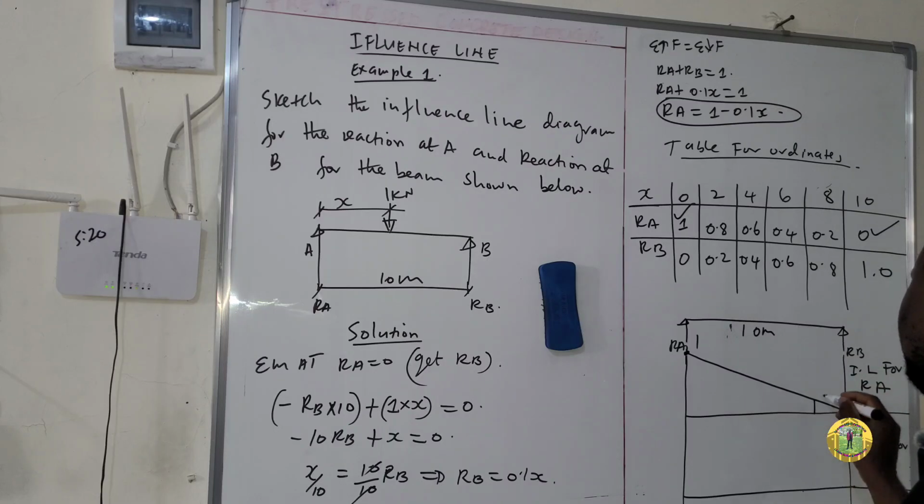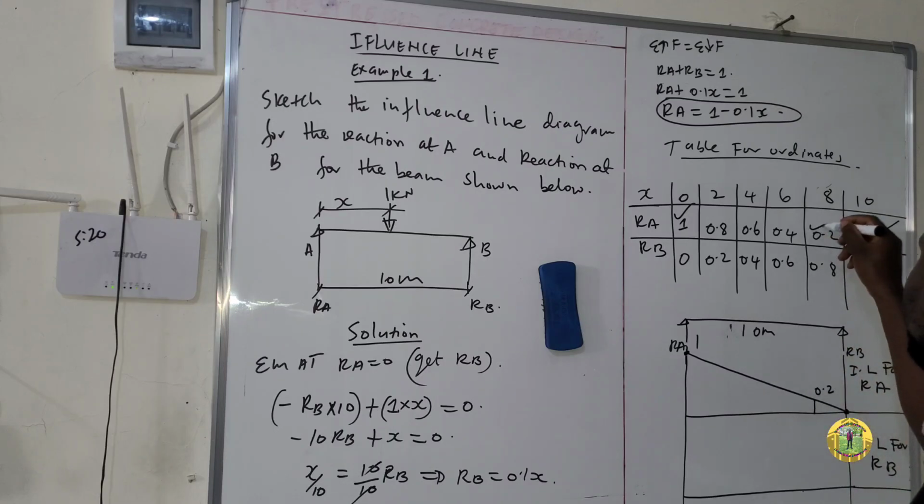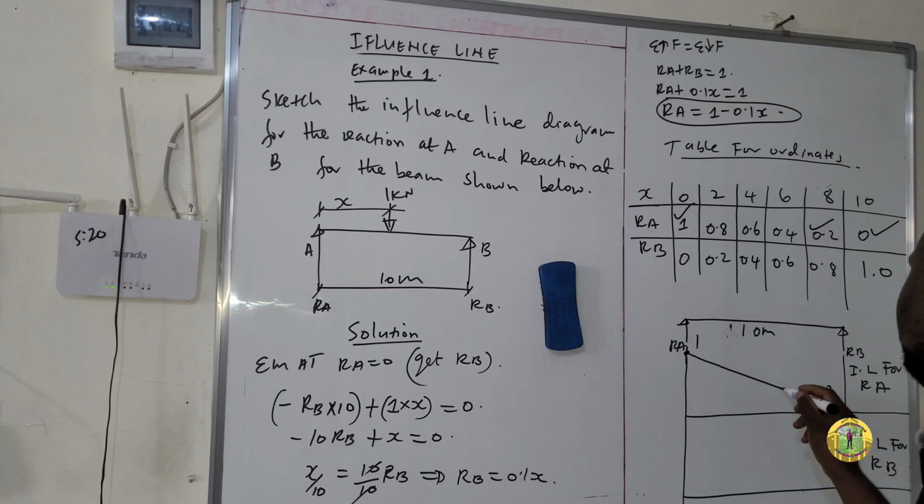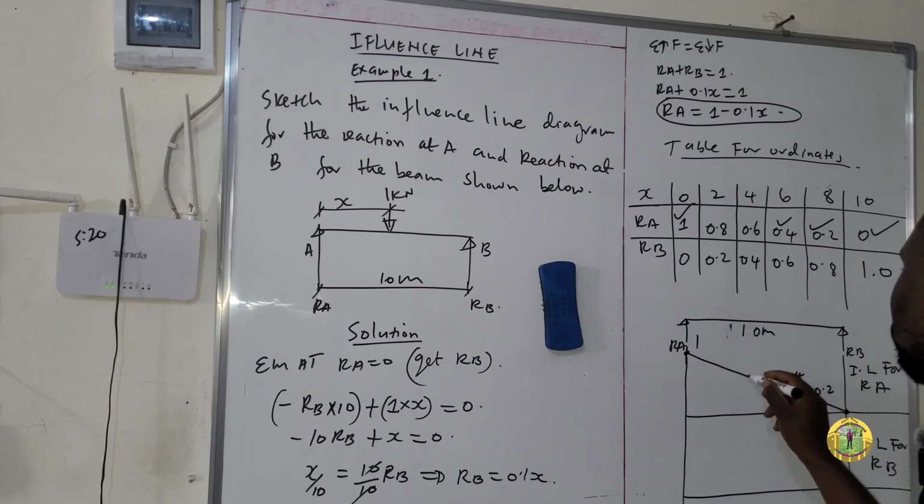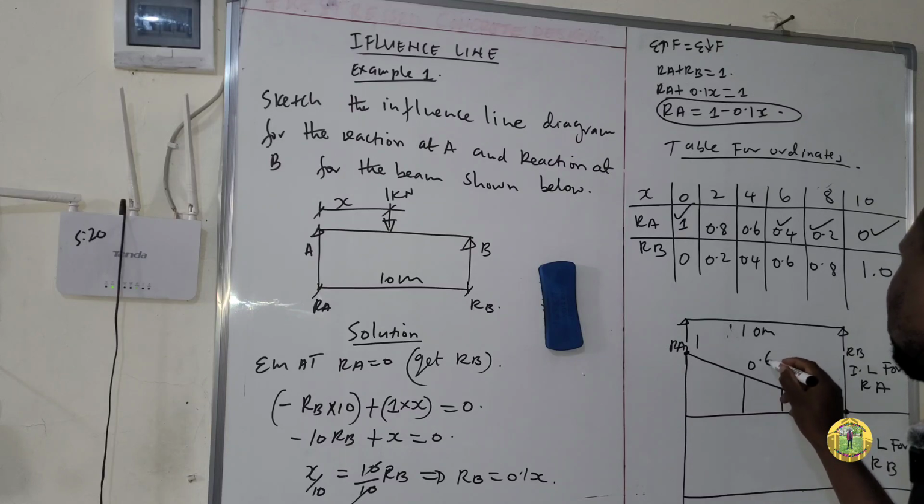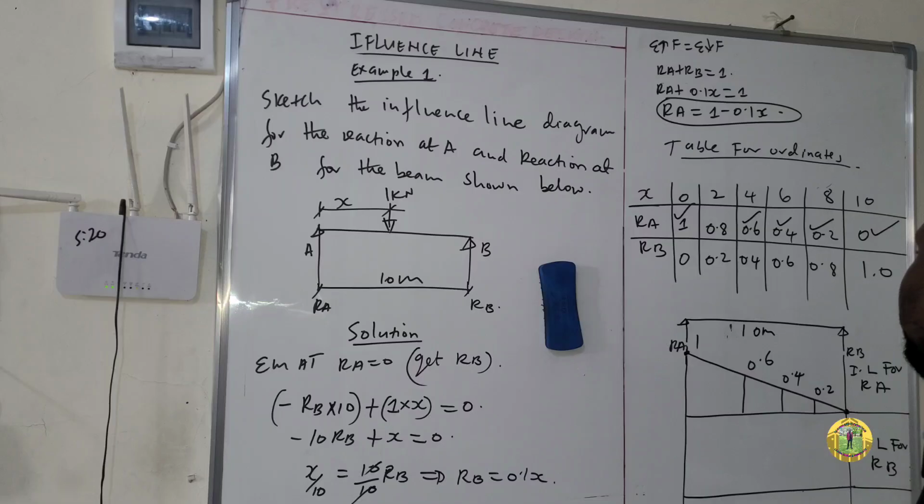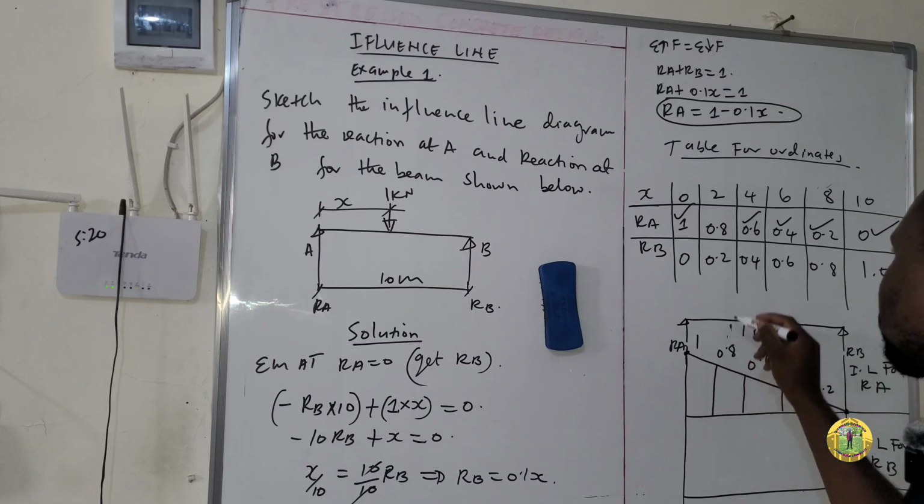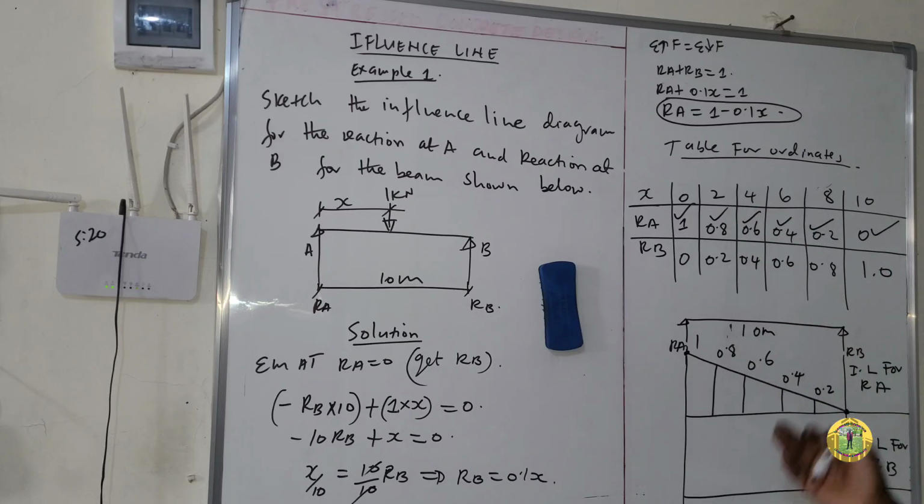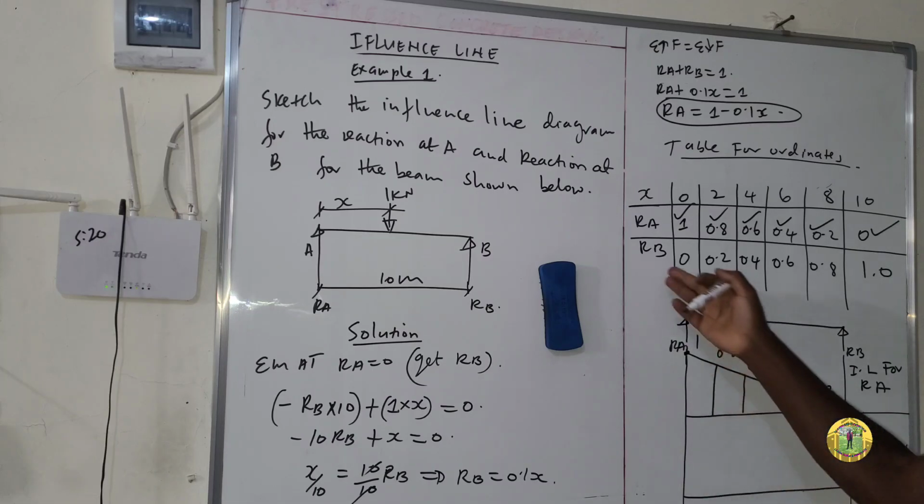So 0.2 is here. This one done. Then at 6, we have 0.4. This one is done. And then at 4, we have 0.6. This one is done. And then at 2, we have 0.8. This one is done. So no negative reaction for this beam. All are positive. We proceed to reaction B.